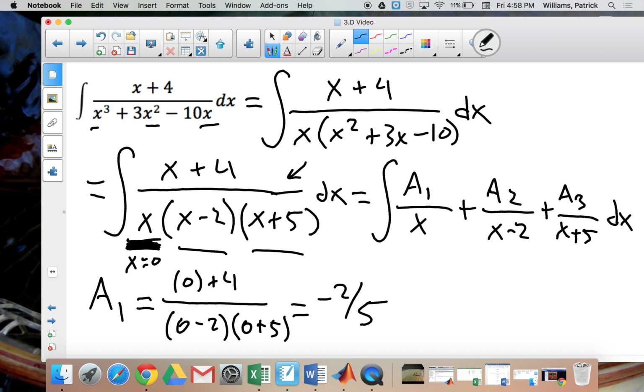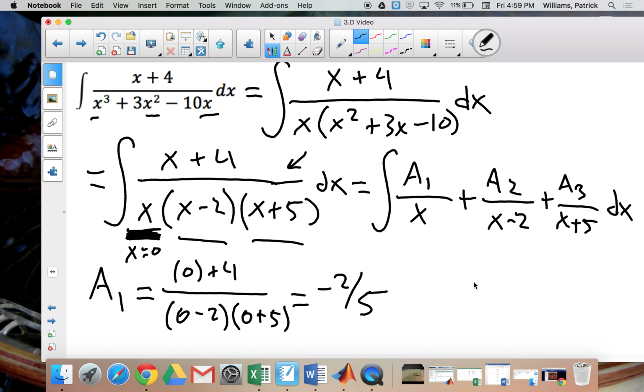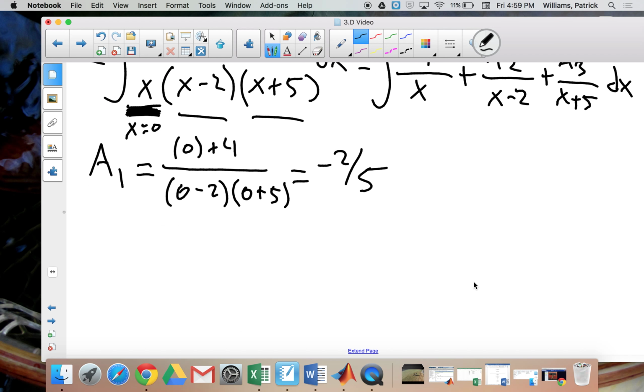Okay? So again, I really want you guys to work on these on your own. Don't just passively watch the video. Do this yourself. If you weren't able to get to this point, pause the video and try to solve for a2 and a3 and solve the integral from this point on. Okay? So if you've attempted to solve this integral, let's go through and solve for a2.